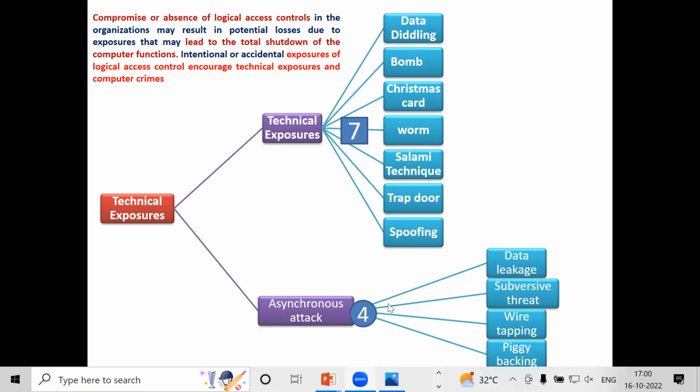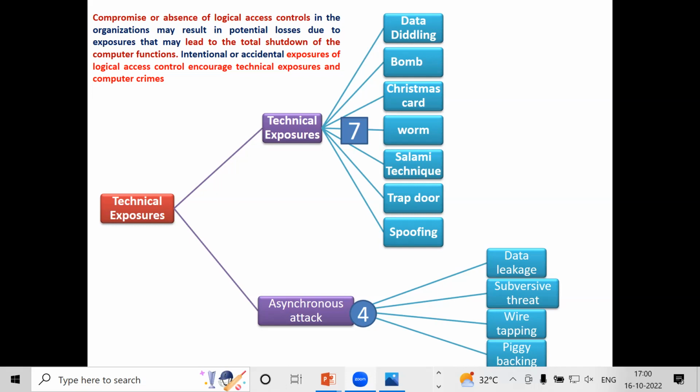Second one is asynchronous attack. What do you mean by asynchronous attack? Imagine a situation like this. You want to send data from one end to another. Between computer A and computer B, let's say computer A is in London and computer B is in Chennai. The data is traveling from Chennai to London or London to Chennai. There is every possibility that a hacker could stand in between and hack the data using various means. That is what is referred to as asynchronous attack.